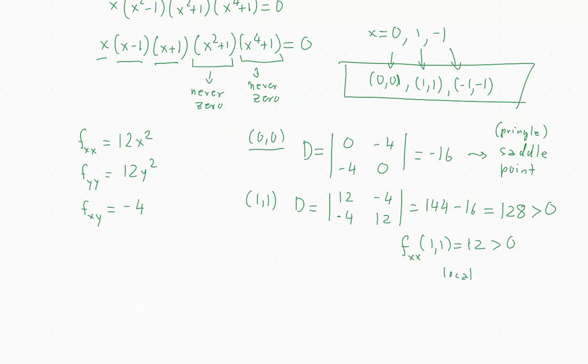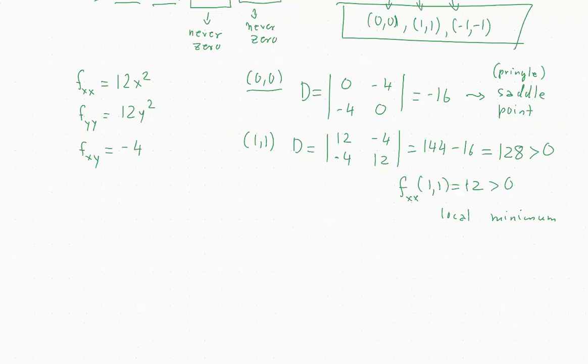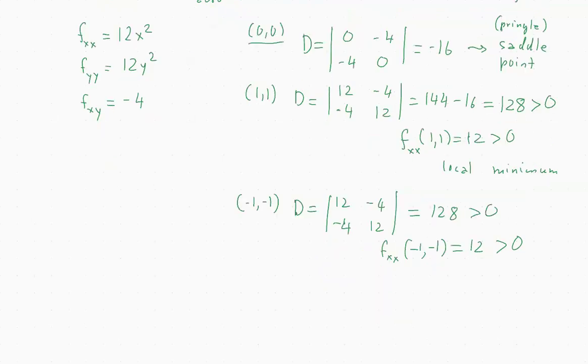Finally, at (-1,-1), D is going to be again the same thing, 12, minus 4, minus 4, 12, which is 128. We already found that. And fxx at (-1,-1) will also be 12, which is greater than 0. And again, this is a local minimum. So overall, we have 1 saddle point and 2 local minima. And that's it. Thanks for watching.